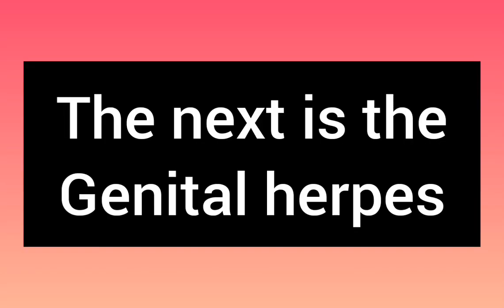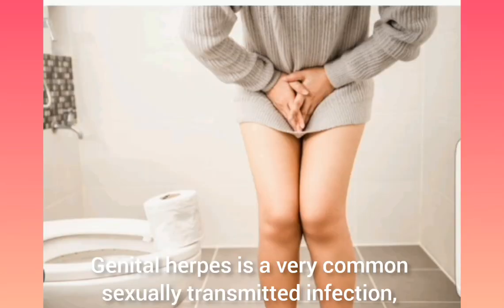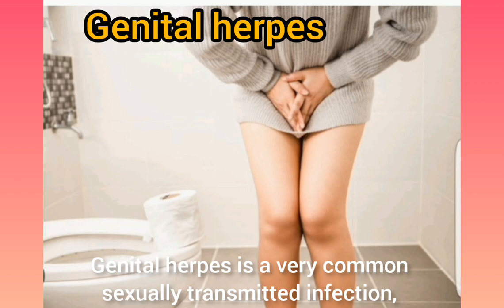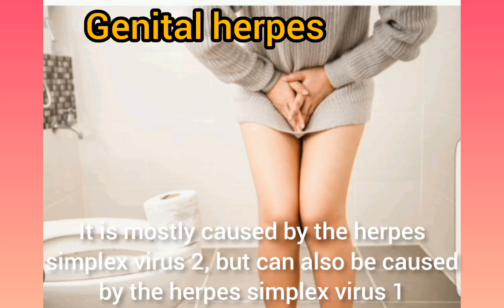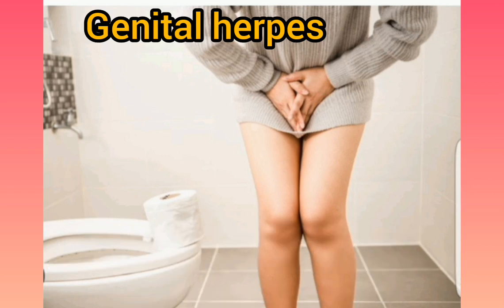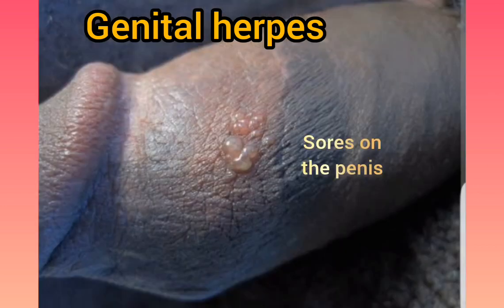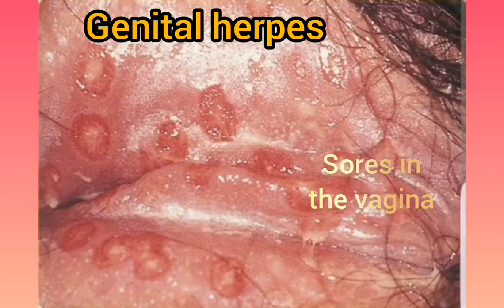The next is genital herpes. Genital herpes is a very common sexually transmitted infection. It is mostly caused by the herpes simplex virus 2, but can also be caused by the herpes simplex virus 1. It normally causes blisters and open sores or lesions in the genitals such as the penis, vagina, anus and thigh. A person can acquire genital herpes by having unprotected vaginal, anal or oral sex with an infected partner.